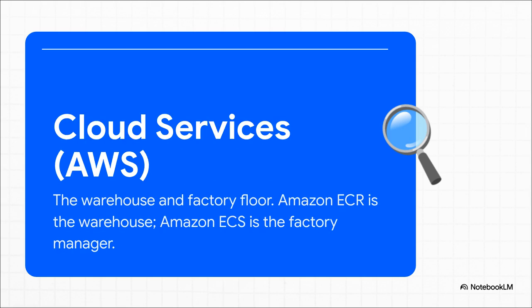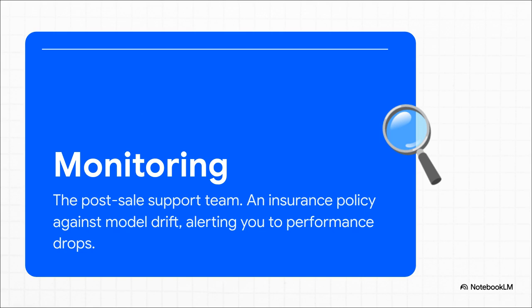Okay. Your container is built and tested. Now you need a place for it to live and work, right? That's where the cloud comes in, services like AWS. To stick with our analogy, you can think of a service like Amazon ECR as the secure warehouse where you store all your ready-to-go containers. And then, a service like Amazon ECS is the factory floor manager. It grabs those containers from the warehouse and puts them to work, making sure they run smoothly and can handle all your user traffic.